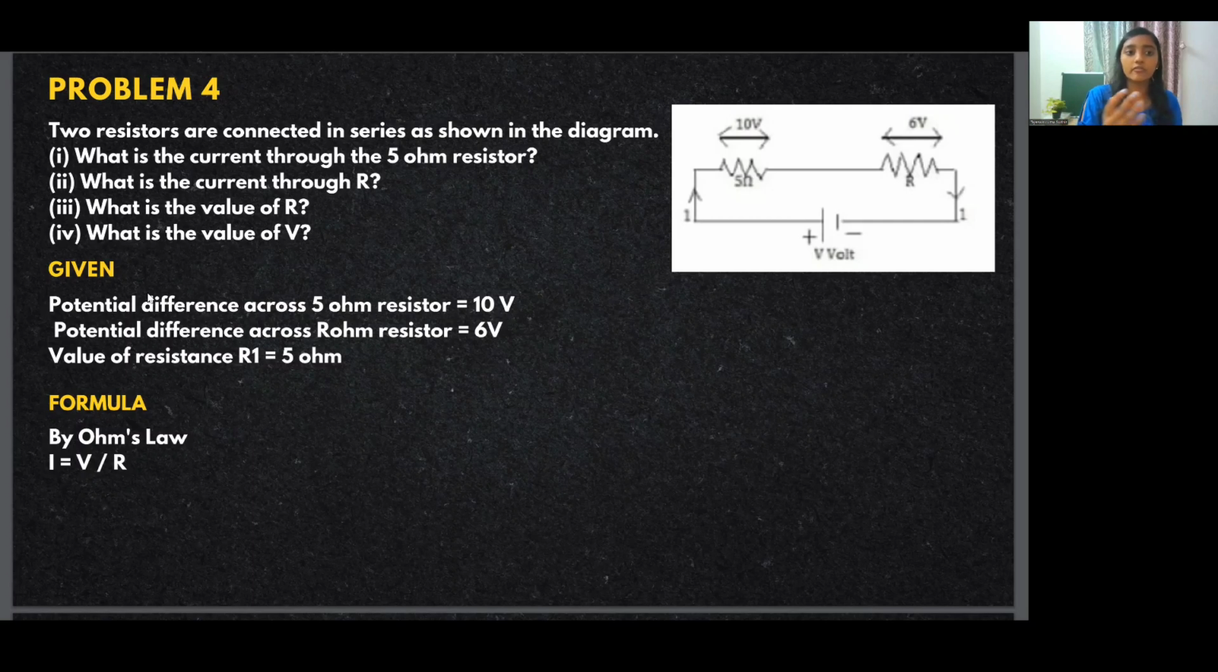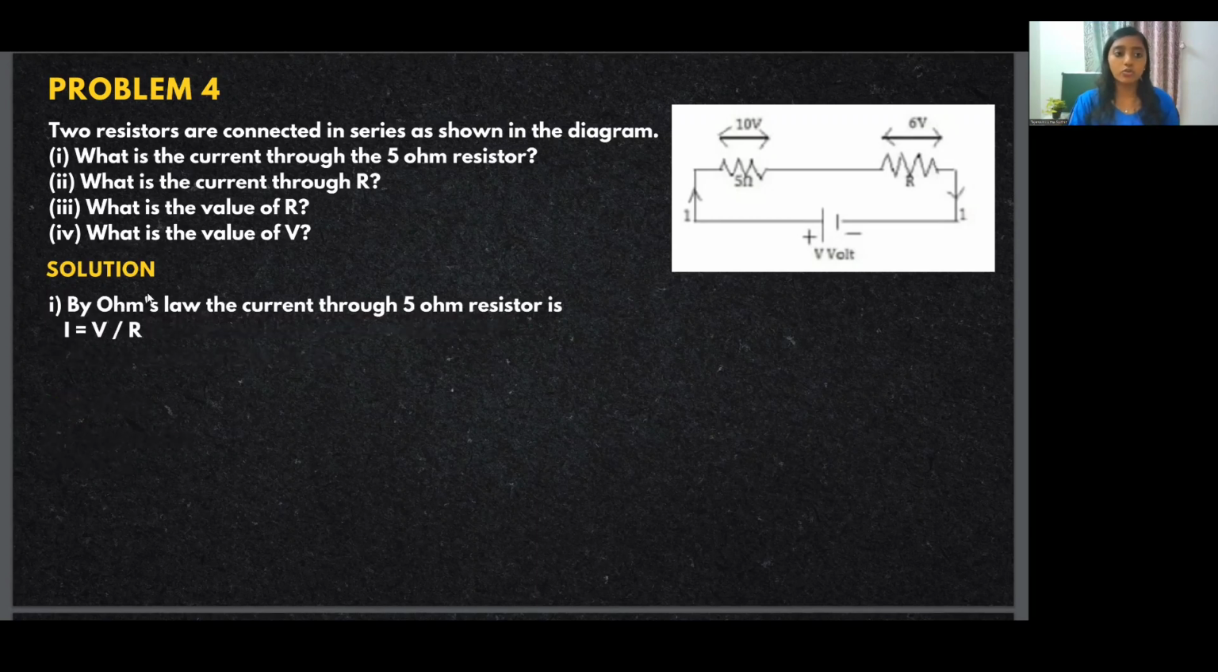In this case, the first question is what's the current through the 5 ohm resistor? So we do I is equal to V by R, right? So the current through the 5 ohm resistor is nothing but 10 volts divided by 5 ohms, which is equal to 2 amperes, right? So the current through the resistor of 5 ohms is 2 amperes. That is your first bit, you got 1 mark.